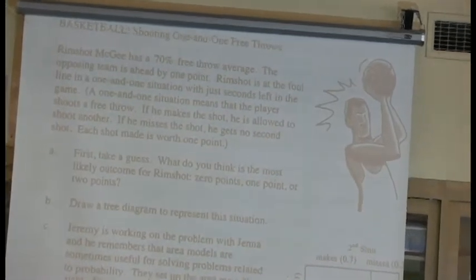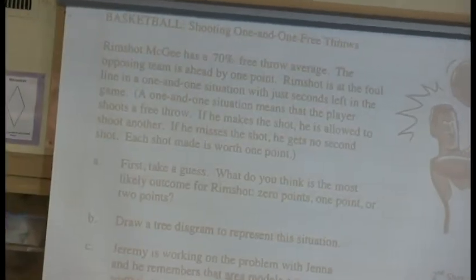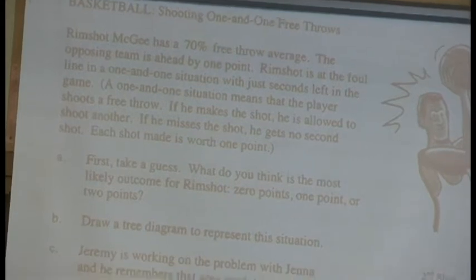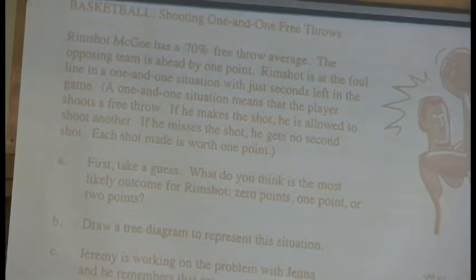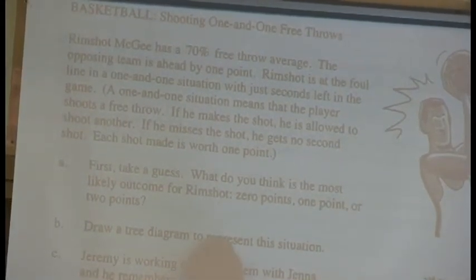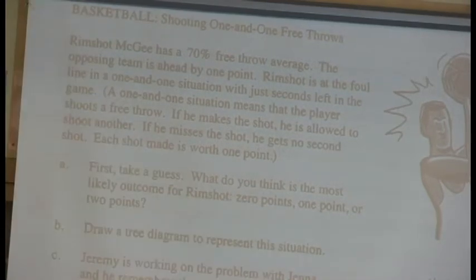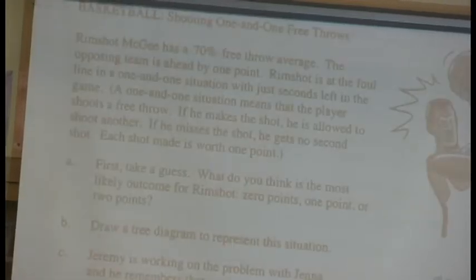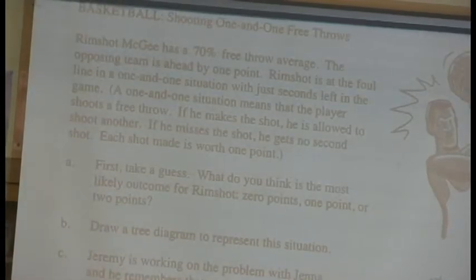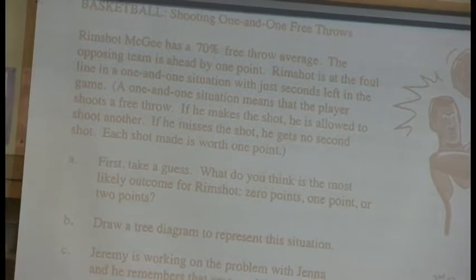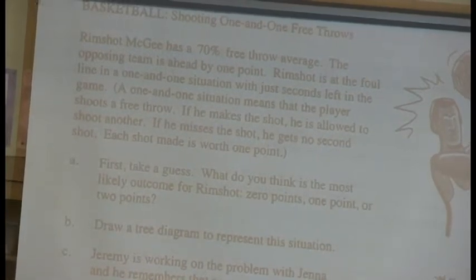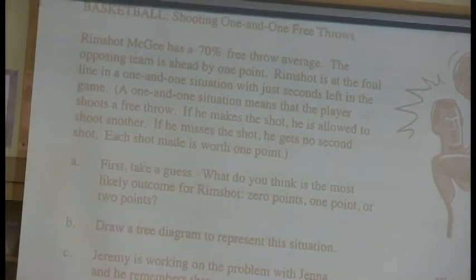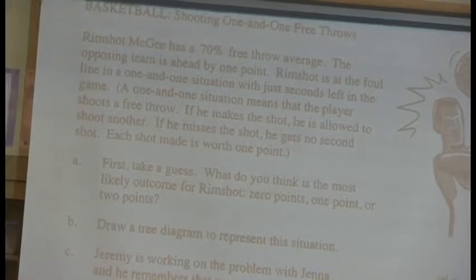Next problem, basketball. Shooting one-on-one and free throws. So everybody should be looking at this problem in your book. And since it says 9-5, you should have found 9-5 on your worksheet. Okay. Rimshot McGee has a 70%, that's right, 70% free throw average.